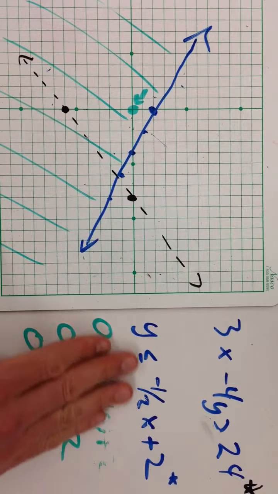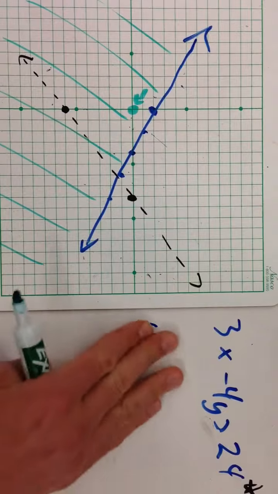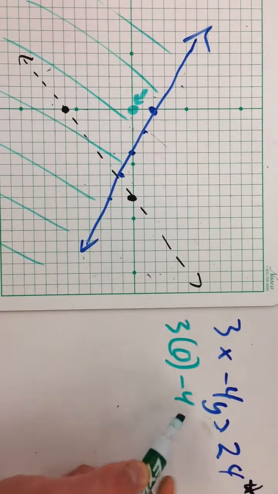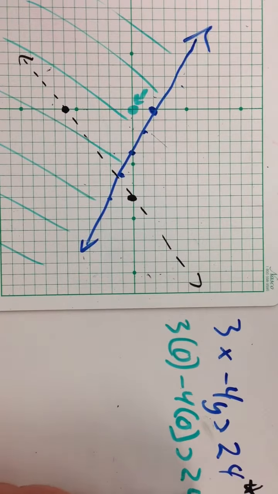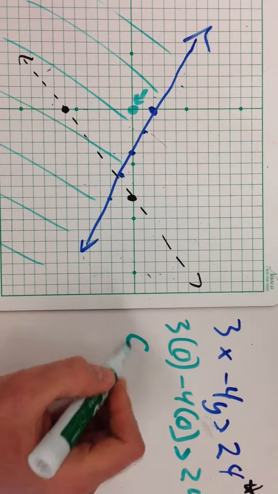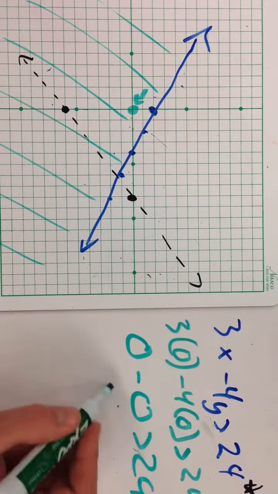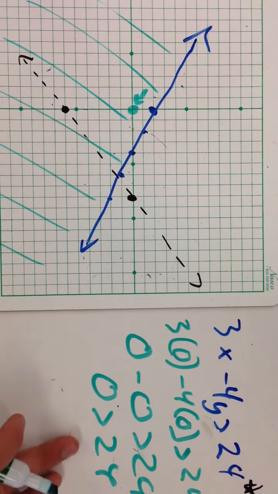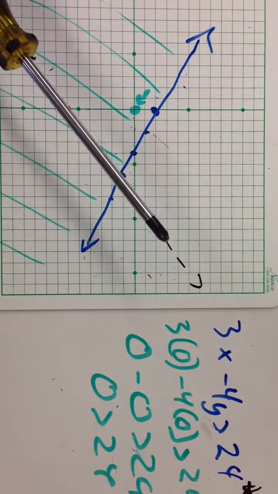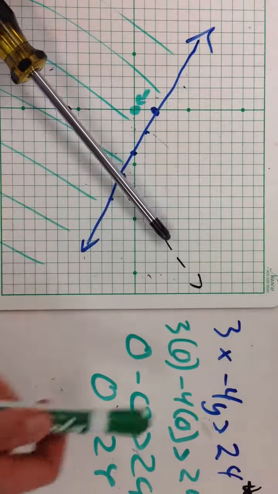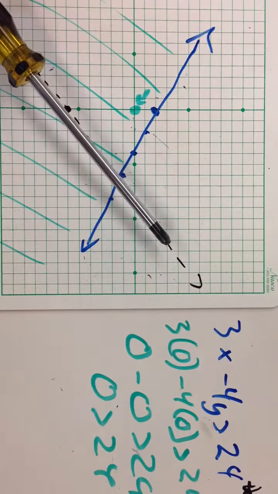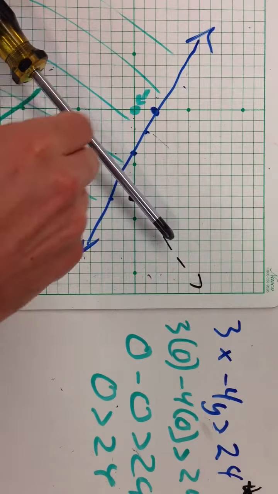I'm going to do the exact same thing for this line, and I'm going to use the same point. I'm going to plug in 0, 0. This is a greater than sign. So I get 0 minus 0 is greater than 24. So 0 is greater than 24? No, it's not. Since 0 is not greater than 24, I look at my line, the black line. This is not true, so this green dot is not true. So everything on this side of the black line must not be true. So where am I going to shade? I'm going to shade on this side of the line.